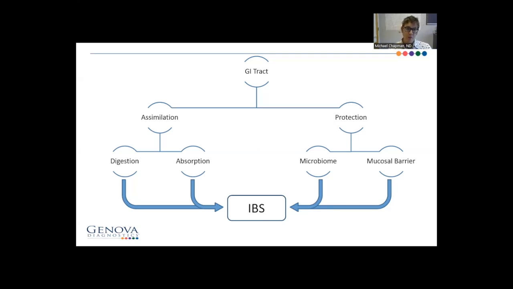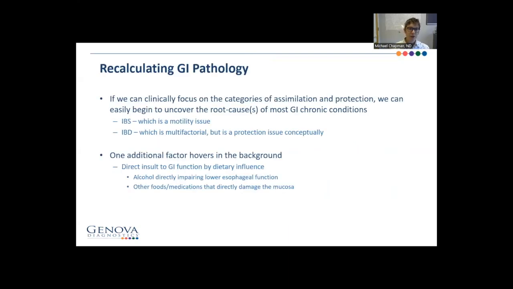So that's why I'm saying if we're trying to understand root cause of IBS, then we understand what's driving that. So that's these four components here. And so if we clinically focus on the categories of assimilation and protection, then we can start to understand root causes of most of our GI conditions coming in. We have the IBS, which I laid out as being somewhat, in my thinking, as a motility issue.